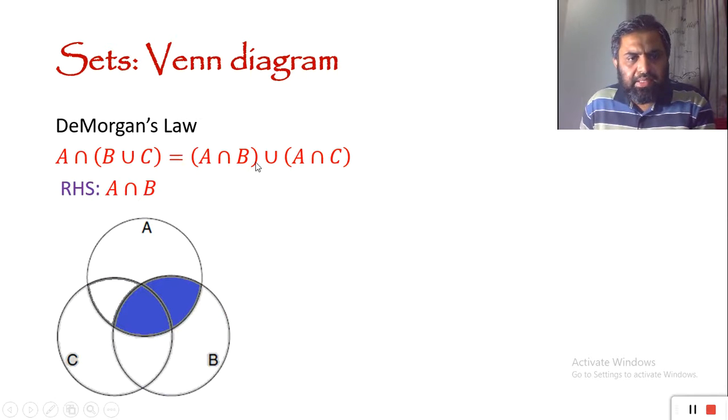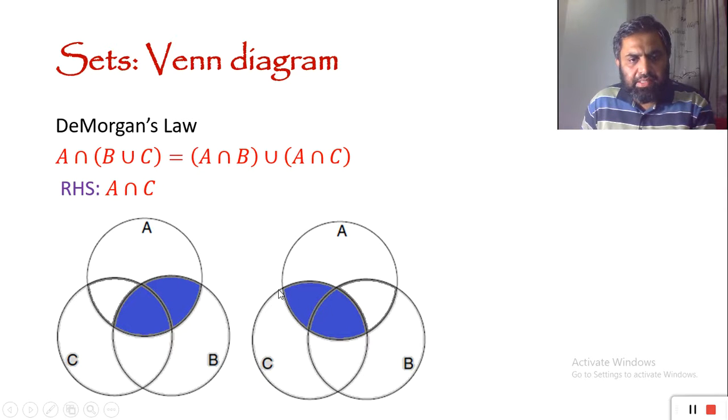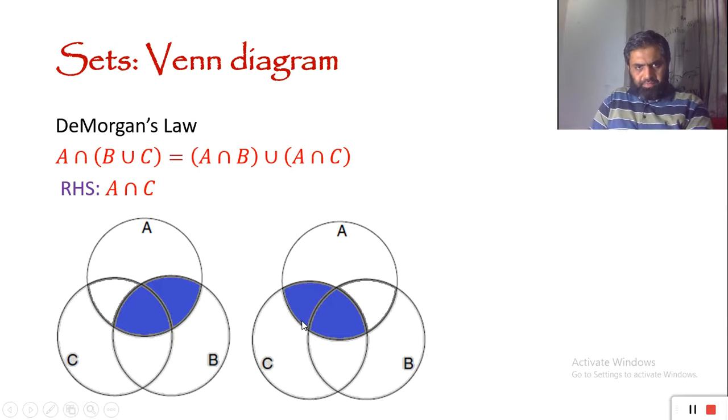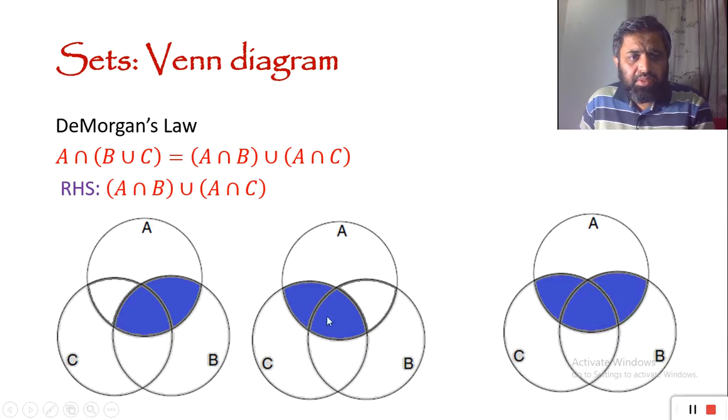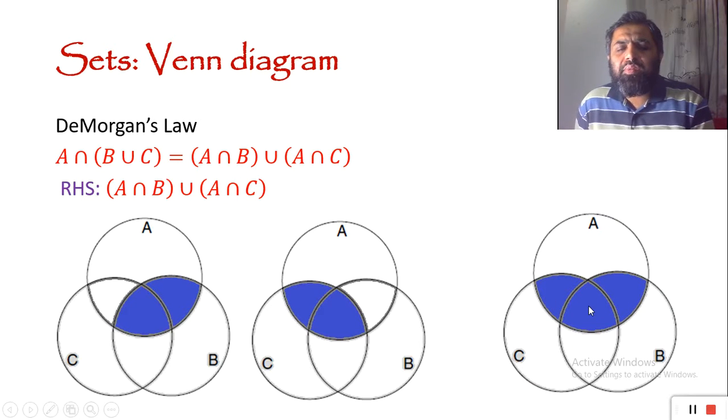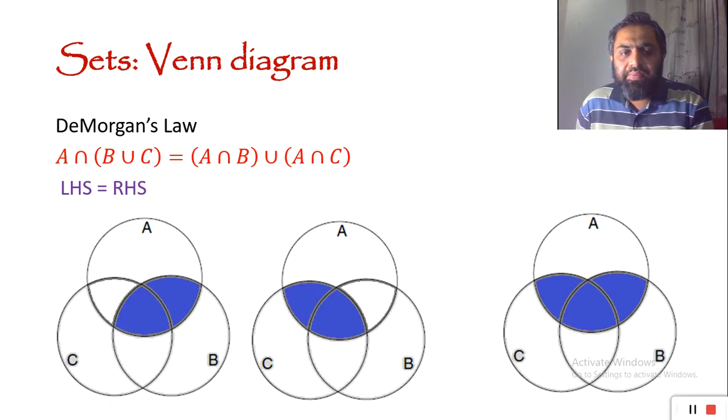First is A intersection B. We take the intersection of sets A and B, shaded over here in blue. And then we take the intersection of A and C, and this area is shaded in blue over here. Now we just have to take the union of both. So we take the union of A intersection B and A intersection C, and we get this shaded area in blue, and it's the same as we got in the left hand side. So the left hand side is the same as the right hand side. Similarly we can prove the second part of De Morgan's law.